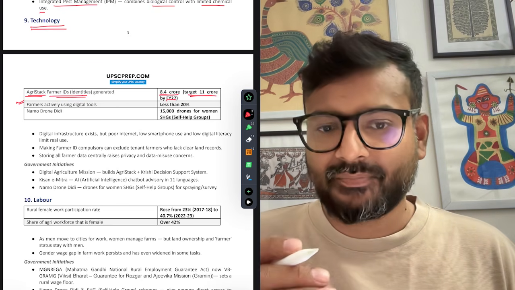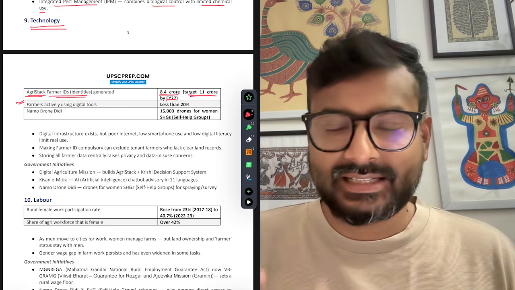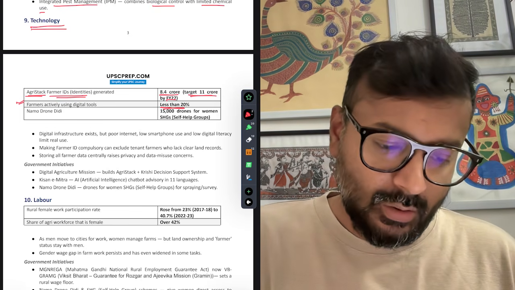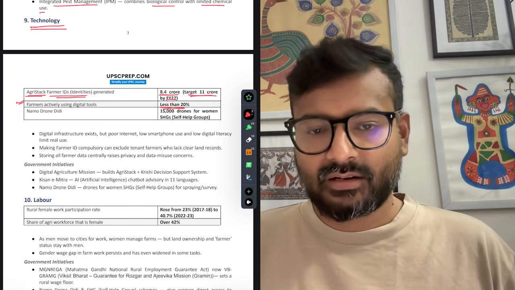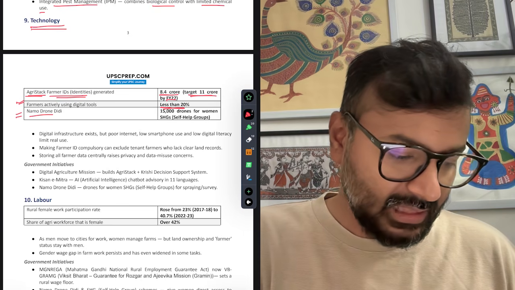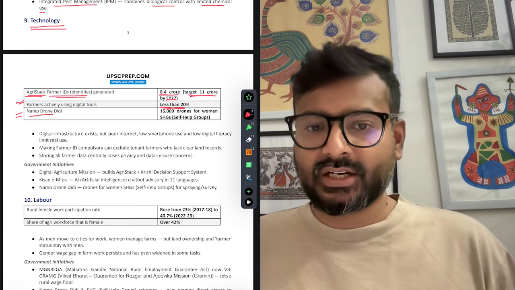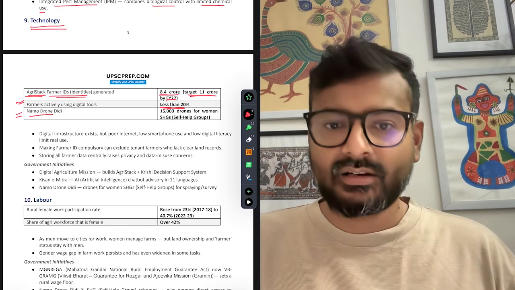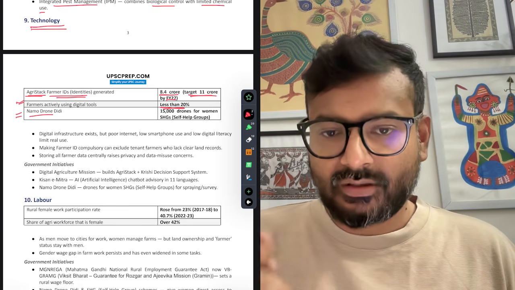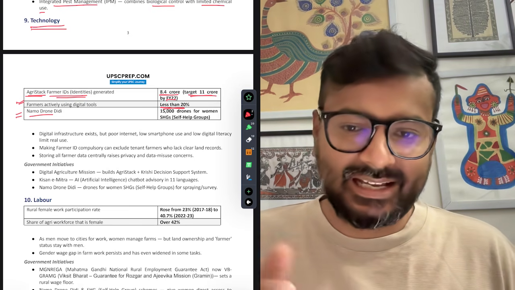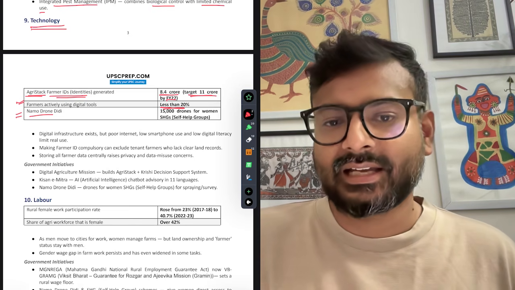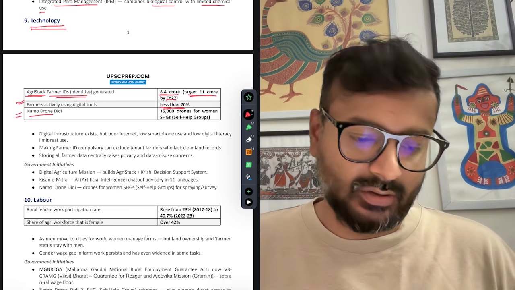Okay, but you see that most of the farmers in India don't use digital tools. Okay, they're still not very skilled in using digital tools. Less than 20% of the farmers right now use digital tools. There was also an initiative, Namo Drone Didi, where the female members of the self-help groups were being skilled in operating drones so that they can utilize drones for farming.